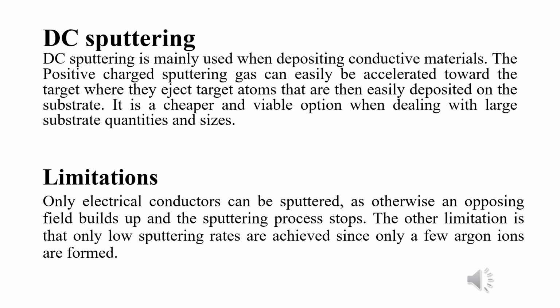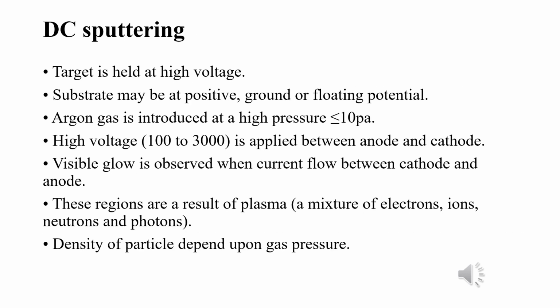There are some limitations of DC sputtering. Only electric conductors can be sputtered, as otherwise an opposing field builds up and the sputtering process stops. The other limitation is that only low sputtering rates are achieved since only a few argon ions are formed. In DC sputtering, the target is held at high voltage. The substrate may be at positive, ground, or floating potential.